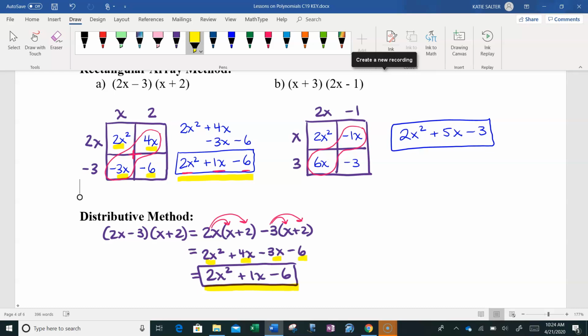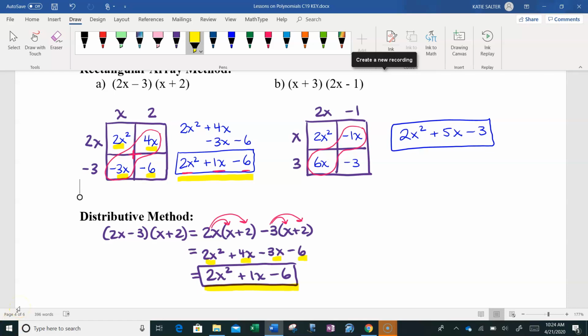So they're just two different ways of approaching multiplying binomials together. I will say most students prefer the box method over the distributive method, but I always have a couple of students that like the distributive method too. And so it really doesn't matter as long as what you're doing works for you. I will say that if you are struggling with the distributive method, I would go back to the box method.